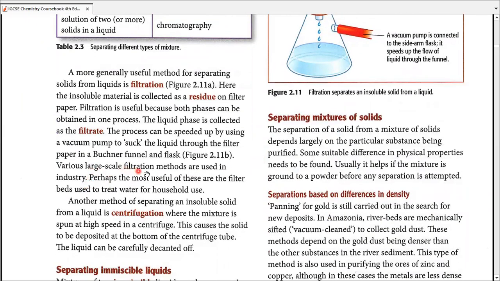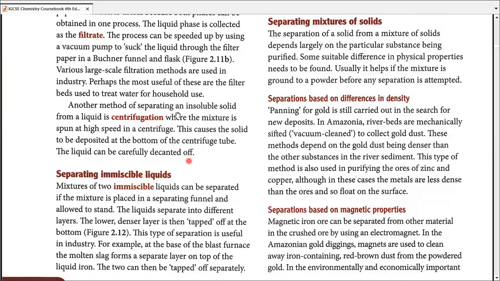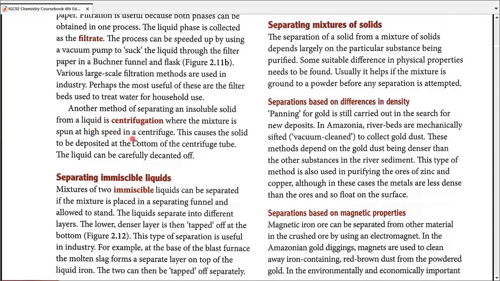So various large-scale filtration methods are used in the industry. The most important one that we consider are the filter beds that actually treat water for household use, the ones that you have discussed in the previous chapter, chapter number 1. Now, another method of separation of an insoluble solid from a liquid is centrifugation, where the mixture is spun at high speeds in a centrifuge. This causes the solid to be deposited at the bottom of the centrifuge tube, and the liquid can be carefully decanted off.